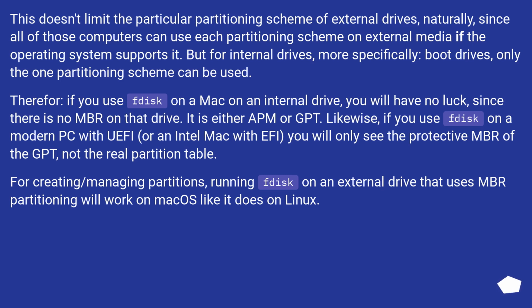Likewise, if you use fdisk on a modern PC with UEFI, or an Intel Mac with EFI, you will only see the protective MBR of the GPT, not the real partition table. For creating and managing partitions, running fdisk on an external drive that uses MBR partitioning will work on macOS like it does on Linux.